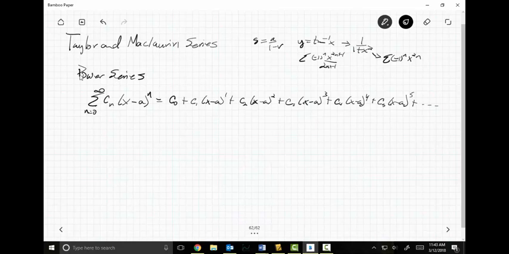The problem is a lot of functions don't behave like the geometric series, or we can't get to them from a geometric series. For example, e to the x. If I want to represent f of x equals e to the x as a power series, then I'm screwed. Its derivative is itself, its antiderivative is itself, and I never get the geometric form out of that.